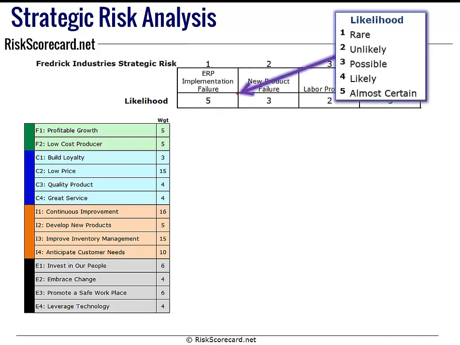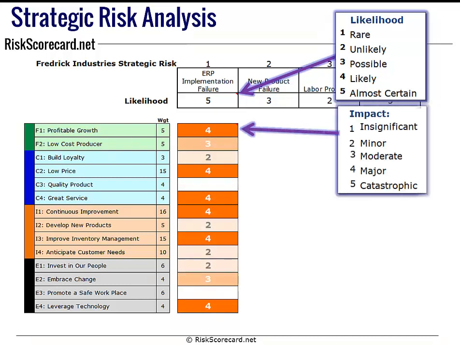And what we'll be able to do is to rate both the risk likelihood, and just use the standard scale that risk practices use, 1 to 5, where 1 is rare and 5 is almost certain. And then rate the impact of those risks from insignificant to catastrophic. Again, the same 1 to 5 scale that most risk frameworks use.